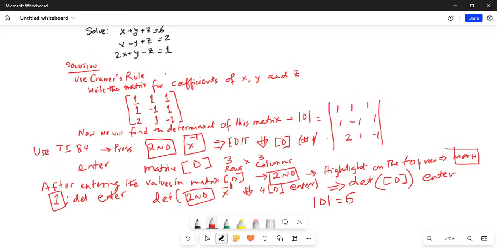So now we have to solve for X, Y, and Z using Cramer's rule. Remember the numbers on the right-hand side of the equal signs are 6, 2, and 1. This is where the next step will come in. So I'll create some space.